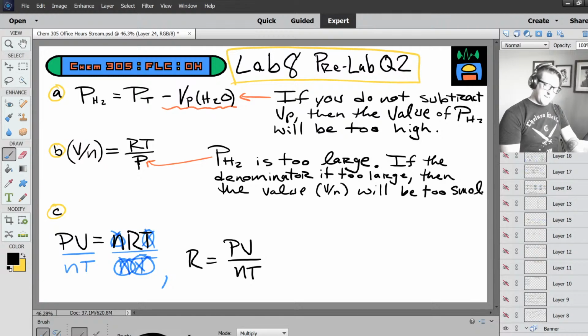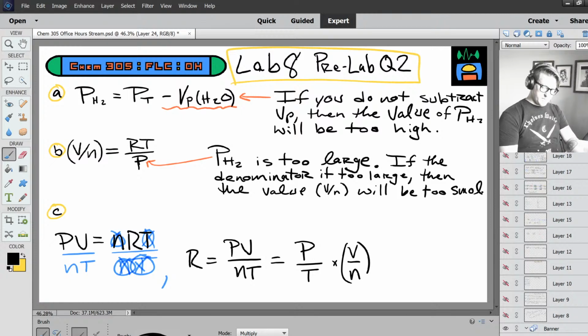Now, I'm going to rearrange this just a little bit. I'm going to call it P over T times, in parentheses, V over n, and then I'm going to rearrange it one more time. P times V over n is equal to T. All right, because this is the partial pressure of H2, and this is the molar volume.